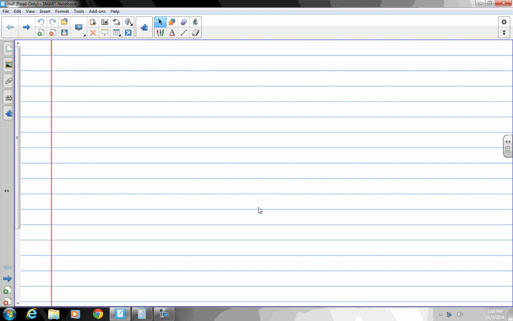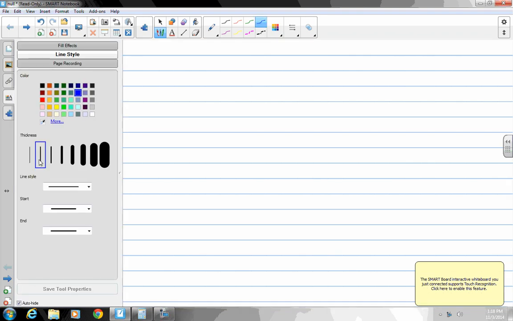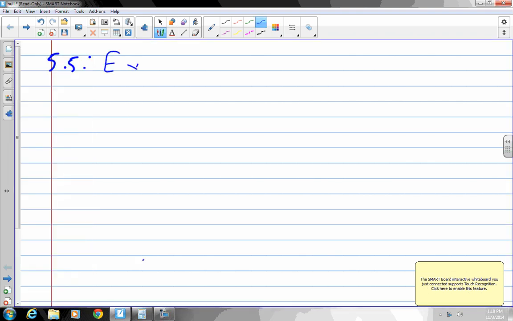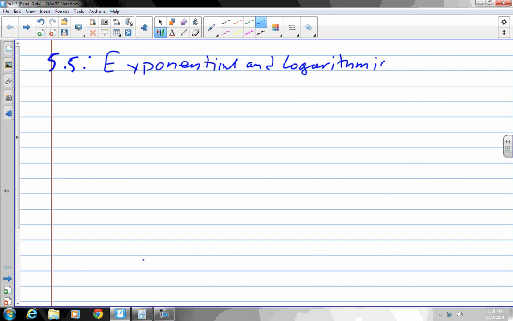So we played with logarithms last time, so now we're going to have to use them to solve equations. Okay, so that's section 5.5, exponential and logarithmic equations. So first we'll do exponential, then we'll do logarithmic.